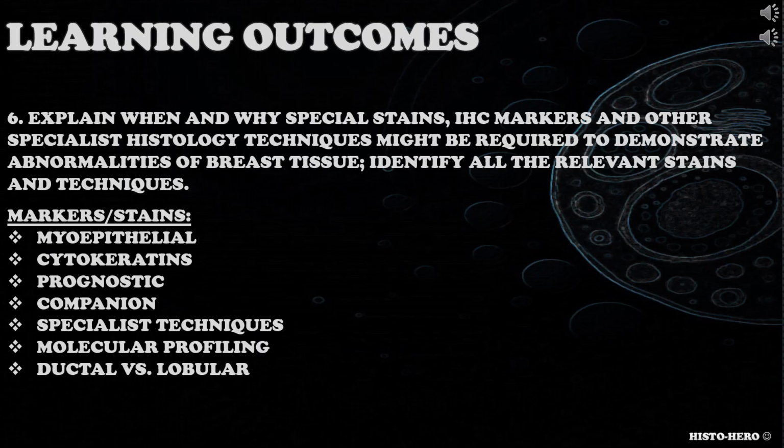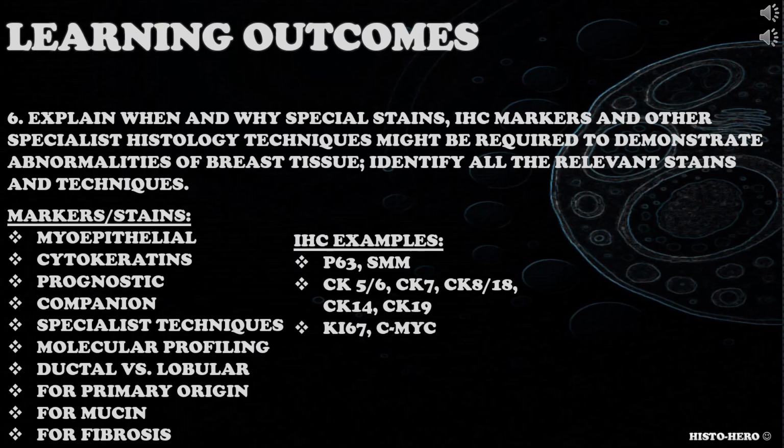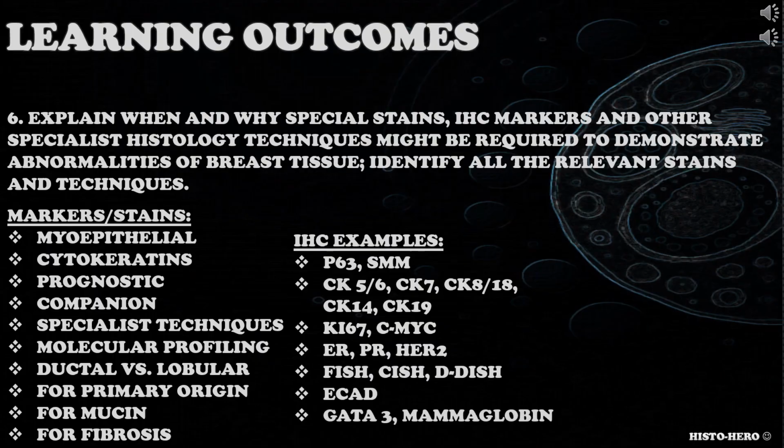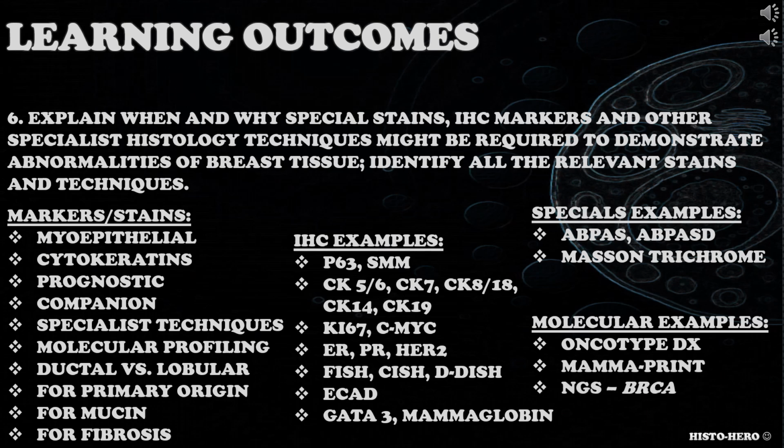origin, broad markers for primary origin identification, stains for highlighting mucins or fibrosis, specific IHC examples like P63, SMM, various cytokeratins to highlight more aggressive behavior, Ki67 and CMYC to assess mitosis, ER, PR, HER2, FISH, CISH, D-dish, GATA3 and mammaglobin. Specials like ABPAS and ABPASD, Masson trichrome. Molecular examples like Oncotype DX, MammaPrint, or next generation sequencing to detect BRCA mutations.